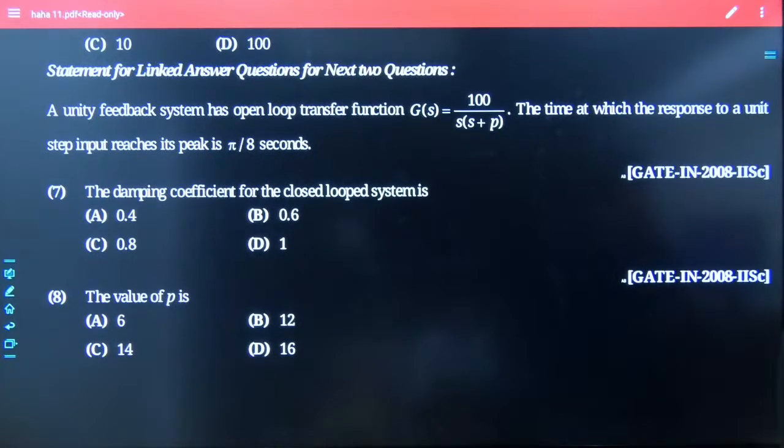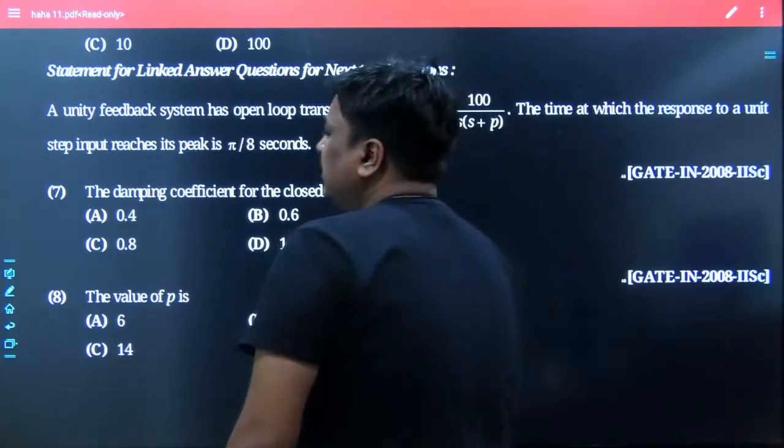Read the problem carefully. Probably it would be the last 2 questions of the day. The problem states a unity feedback. What does it mean by the unity feedback?